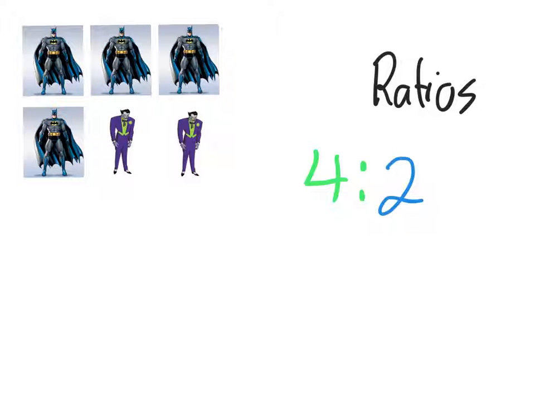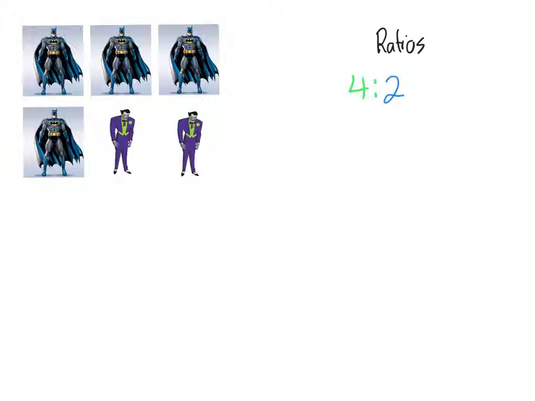So what we know about ratios is that a ratio can be converted into a fraction and then into a percentage. But we also know that ratios are a comparison of two things. You'll see that we have 4 Batmen and 2 Jokers. So we have Batman and Jokers. Those are my two things.